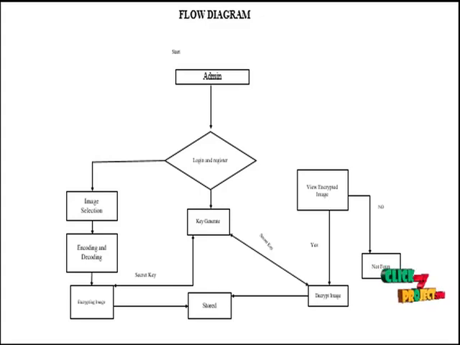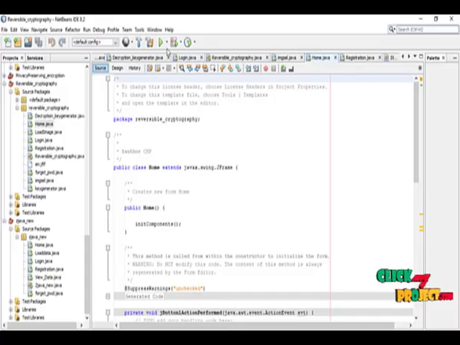Next, key generation. The secret key. An admin can generate the key for the image. Admin can generate the key for the manager. Next, decrypted image. The receiver can view the encrypted image from the storage, and the receiver can select the encrypted image to decrypt. Storage. We can store the encrypted and decrypted images.